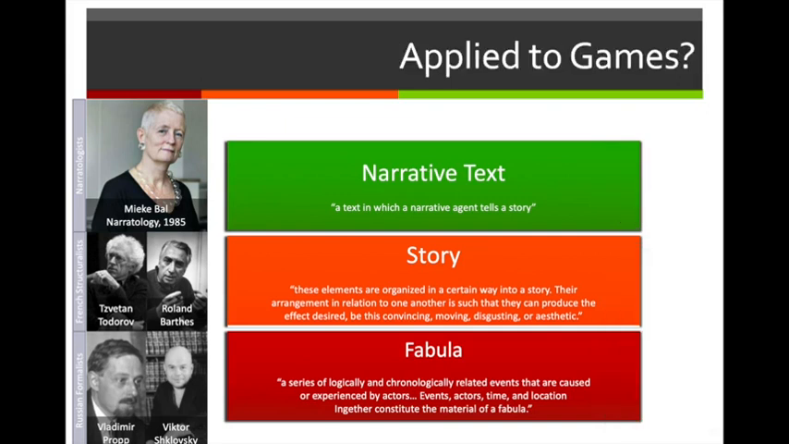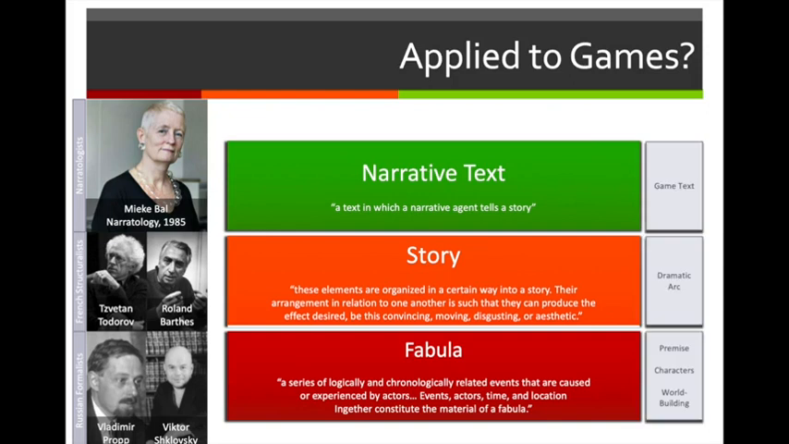So how do we apply this to games? Well, if we take Fullerton's elements, we can map them against these things. So the premise, the characters, the world building, these are all part of the fabula. They're the things that happen, the people, the places, those kinds of things. The dramatic arc, that is the story. So it's the way in which they are arranged to get some particular effect from the player. And the narrative text effectively becomes the game text.